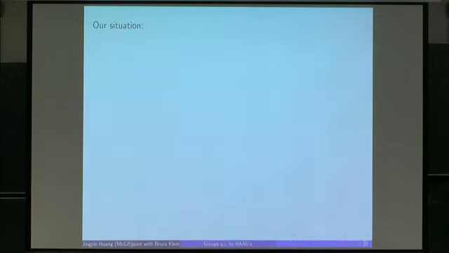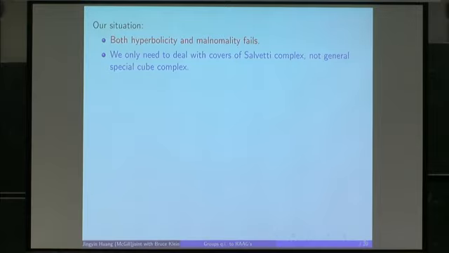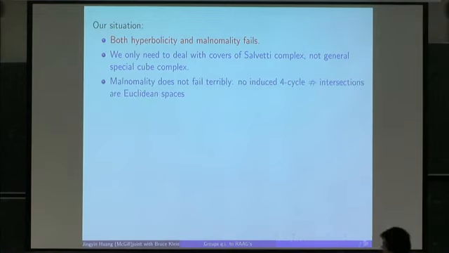So now back to our case. In our situation, of course, the bad news is that both hyperbolicity and malnormality fail. But there's several good news. First, we only need to deal with covers of the Salvetti complex or covers of a branched version of the Salvetti complex. We don't need to deal with general special cube complexes. We have more structure. We can use the more finite structure of right-angled Artin groups. Another thing is malnormality does not fail terribly. We have this no induced 4-cycle condition. Geometrically, this implies the following. So again, we still have this.